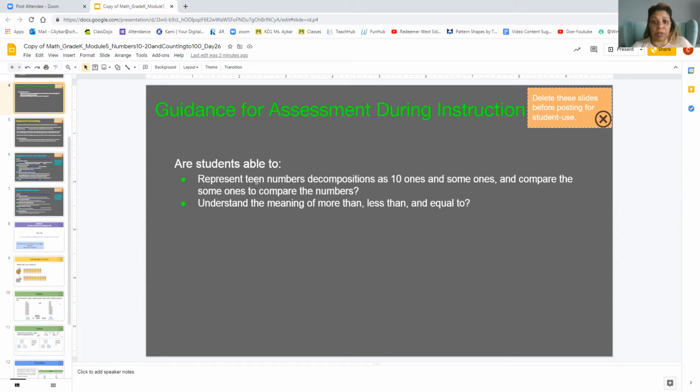So if you want your children to represent teen number decompositions as 10 ones and some ones, we recommend using the number bonds, which you have done a million times by now. Your students are very comfortable with the number bonds because I know mine are. And we'll want them to show 10 ones and some ones and just really compare the some ones to figure out which one is more, which one is less.